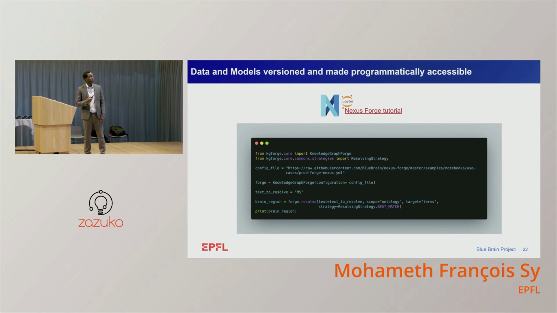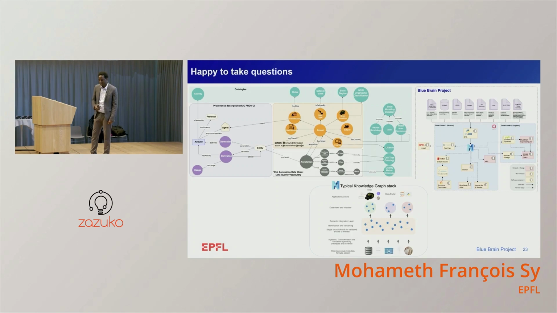But one of the most common use cases we end up with is that people have a lot of acronyms for brain regions, like MS, or for cell types, and they just want to know what the canonical ID or representation in metadata is. They can just call resolve, put in the text, and get back what the knowledge graph is telling them to use. So I think that's it for me. Happy to take questions.